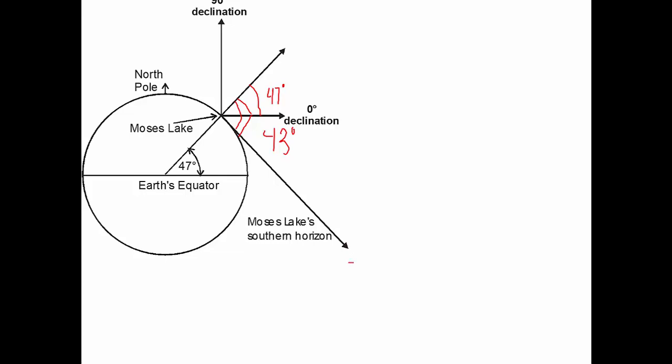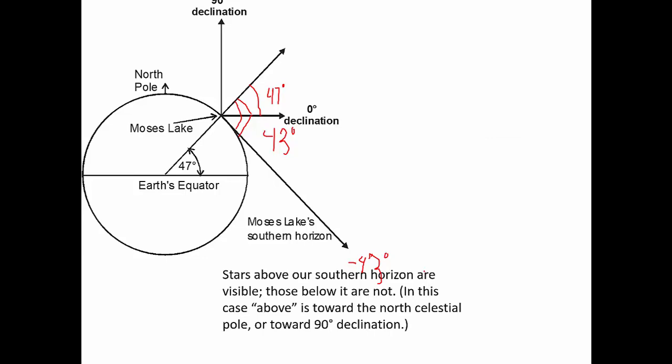And in this direction is going to be minus 43 degrees. Man, I'm good at this. I think I'm getting worse as this thing goes along. But anyway, minus 43 degrees there. Again, we'll work off what's the declination of our zenith at Moses Lake, 47 degrees. And then what's the declination of the southern horizon? It's minus 43 degrees. And stars above the southern horizon are visible. Those below it are not. And above is the stuff toward the north celestial pole. So the stuff that's above the horizon is in this direction.